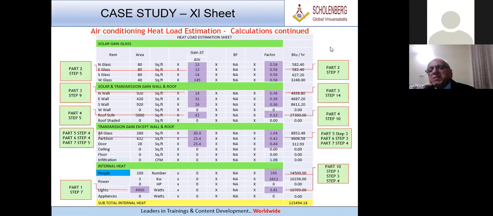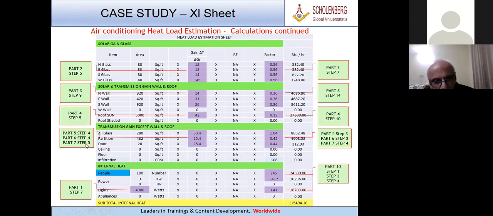Similarly with this, part number two, step number seven. This part of the Excel sheet, part number three, step number nine. How you derived it is all explained out there. This factor is part number three, step number 14. This is part four, step five. This is also part four, step five. So wherever these factors are required to be filled in, where they come from is mentioned.